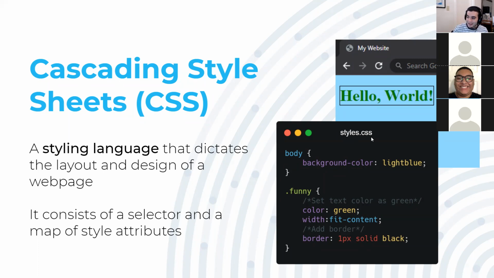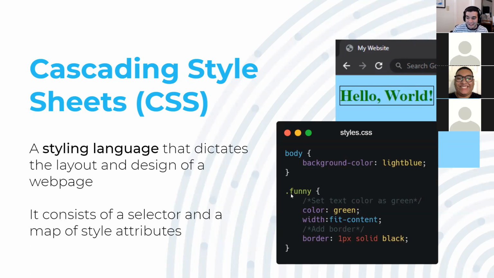On the right, we have an example of a CSS file, and then we have a web page that's using that CSS file up here. The first thing we have is a selector. We're saying body, so basically I'm selecting the body HTML tag, and then I'm setting the body's background color to light blue. And you can see that up here.